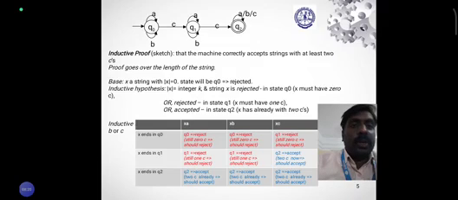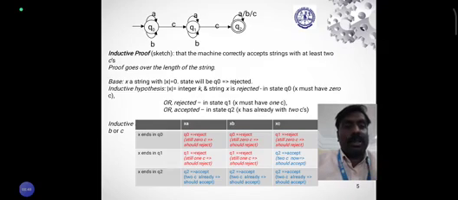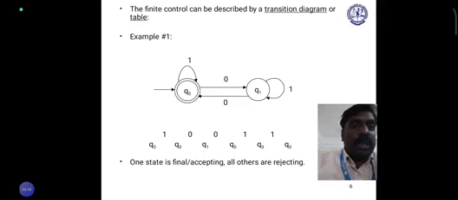So starting from state Q0, C moves to Q1, and at Q1, C moves to Q2. So at least 2 C's are present in the transition diagram. In that case, if Q2 is reached with 2 C's, then it will be accepted. If Q1 is reached with only 1 C, so if only 1 C is present from Q0 to Q1, then the string is rejected. So this can be proved by inductive proof. This is said to be the principle of mathematical induction. Let us see example 1.